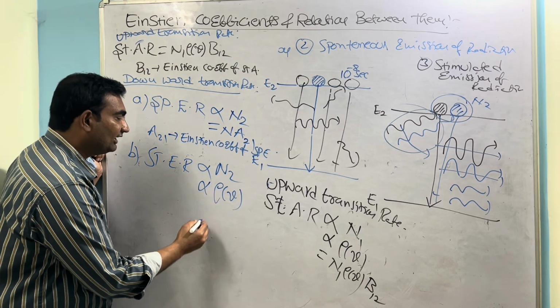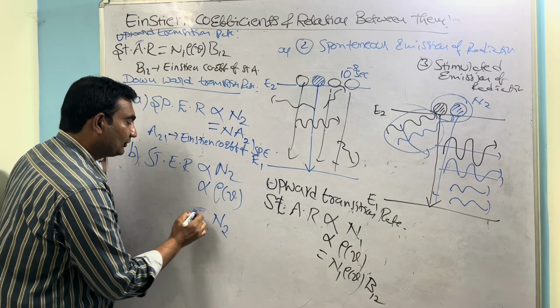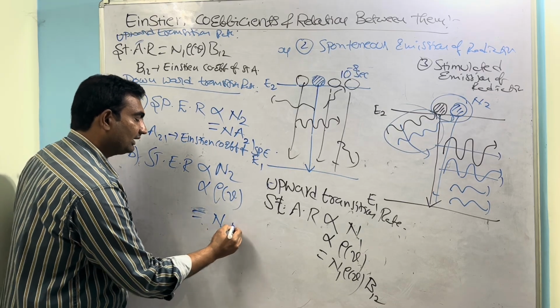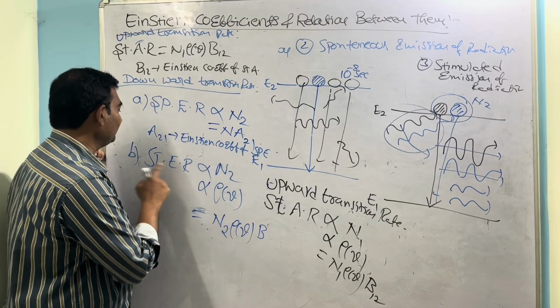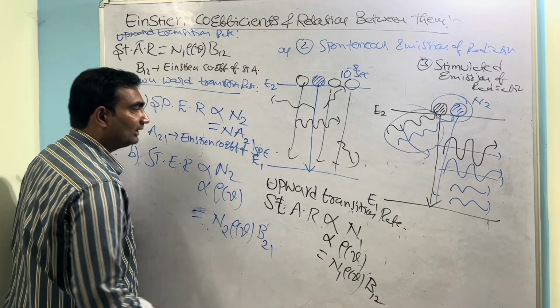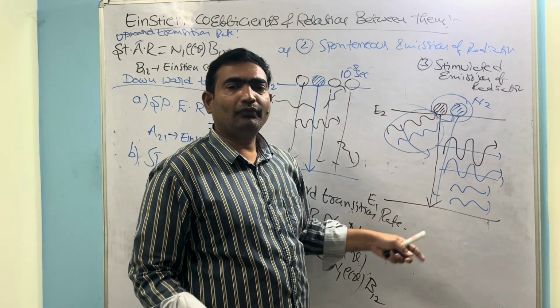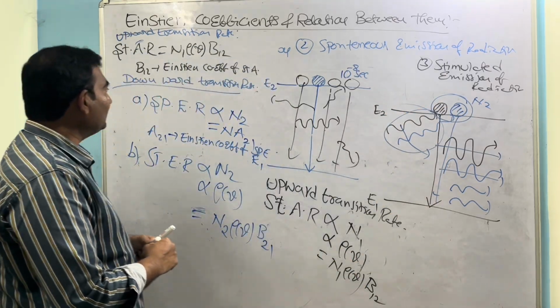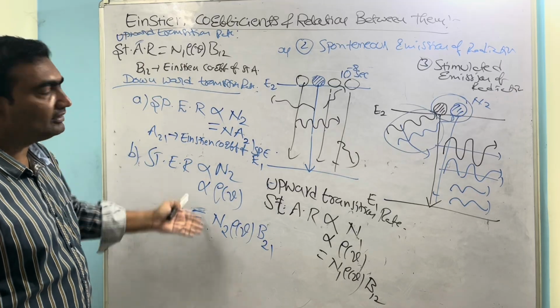If you combine these two terms, N2 and rho of nu, and eliminate the proportionality constant, you would get a constant. What is that constant? B. Since it is stimulated emission, B21. 2-1 means the transition is happening from 2 to 1. So these are the upward transition rate and the downward transition rates.